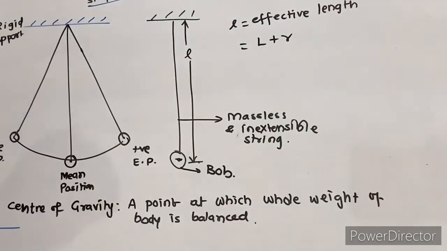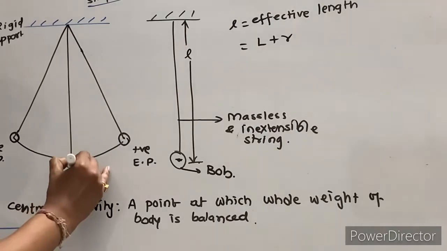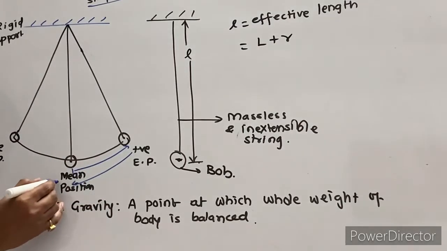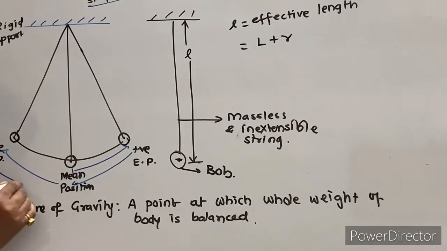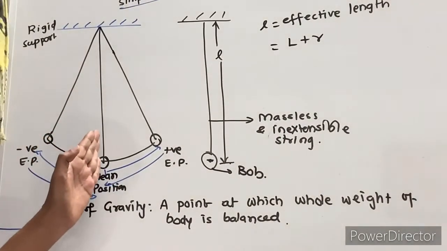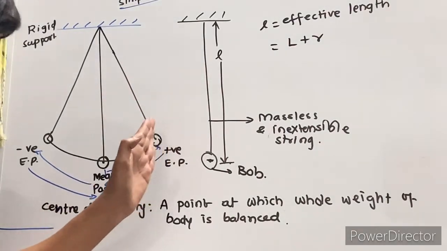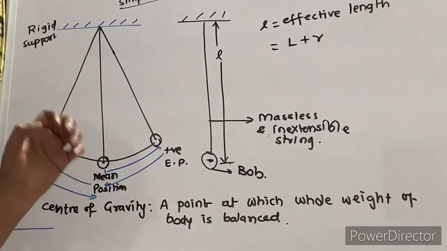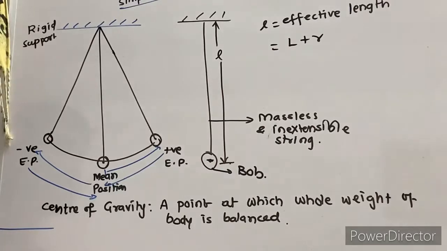So here this bob is initially at mean position. It is displaced from its mean position to extreme position. From extreme position it is coming back to mean. From mean again going to negative extreme, and again from negative extreme to mean. This one set is called one oscillation. So the bob starts from mean to positive extreme, from positive extreme to mean, from mean to negative extreme, and from negative extreme again back to mean position. This is called one oscillation, right?